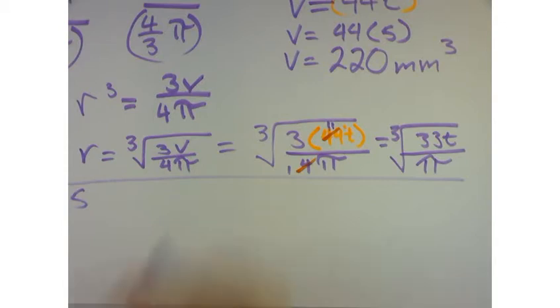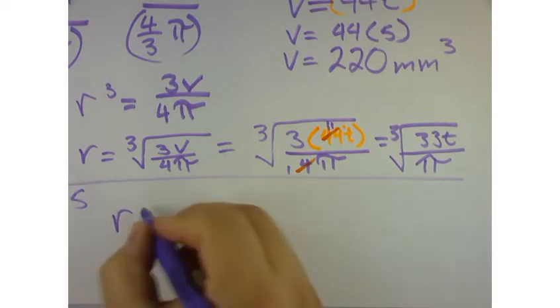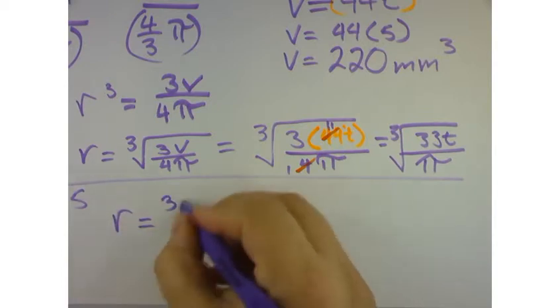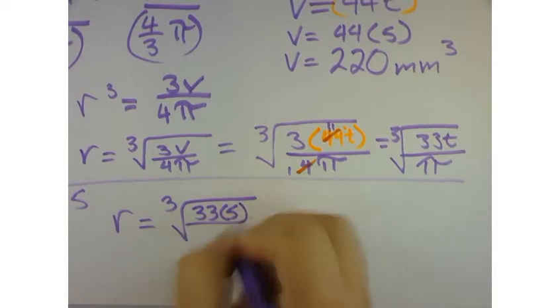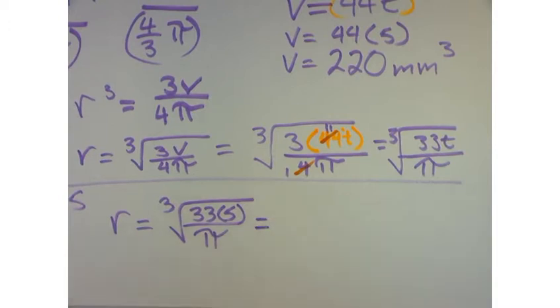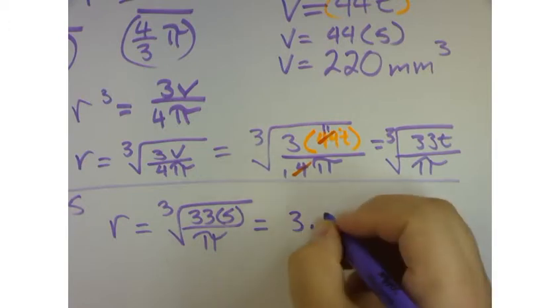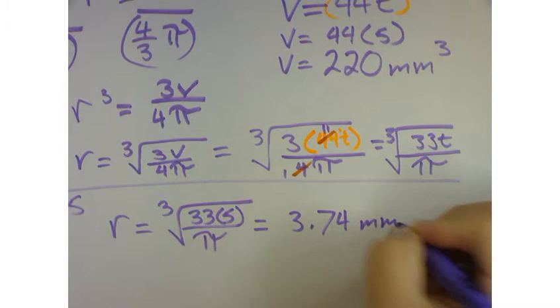And so let's just see. So my total, just to verify, if I were to plug in 33 times 5 divided by pi and take the cube root of that, what would my radius at that particular point in time be? Well, it'd be 3.74 millimeters cubed.